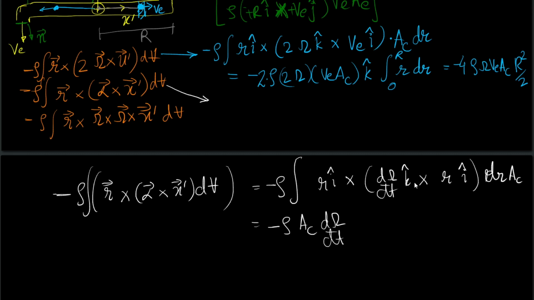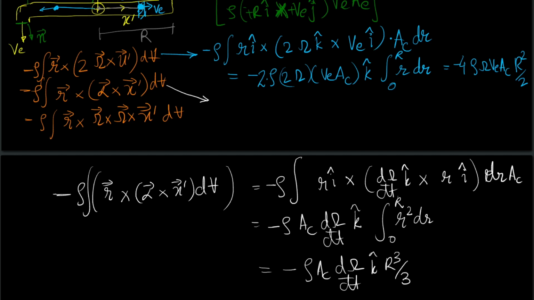So k cross i is going to be equal to j. So i cross j is going to be k. So there's a k vector over here. It's going to be integral r square dr going from 0 to R, and this is going to be minus rho ac d omega dt, k vector, R cubed upon 3.